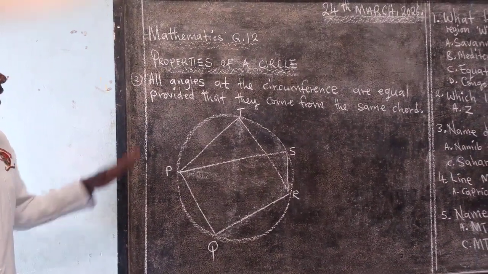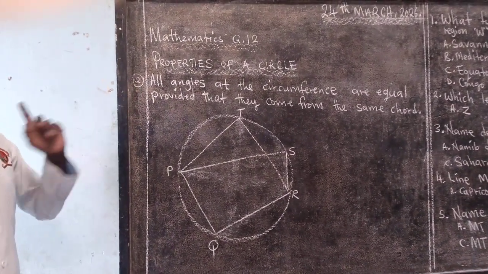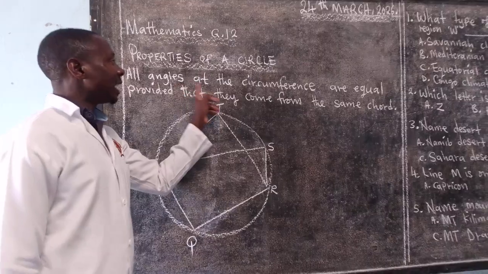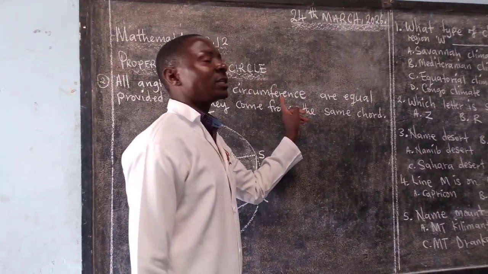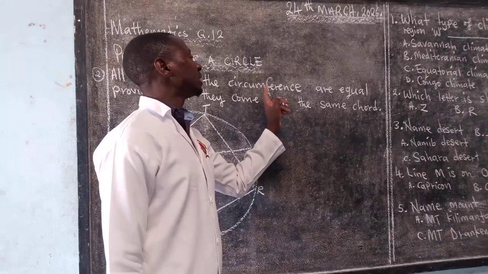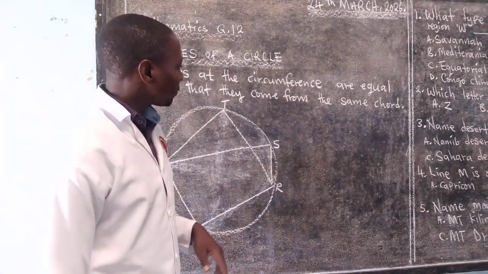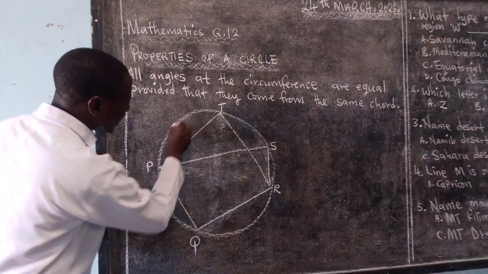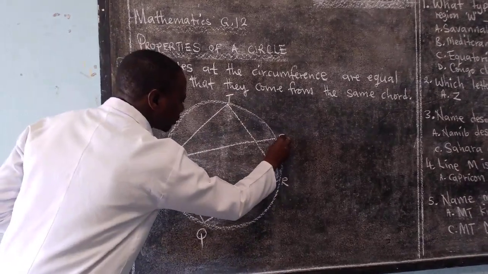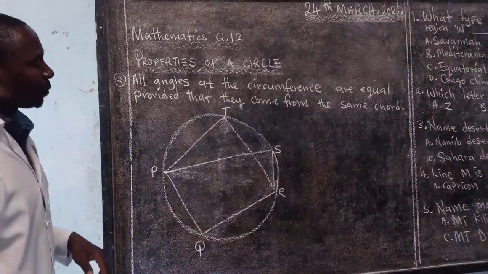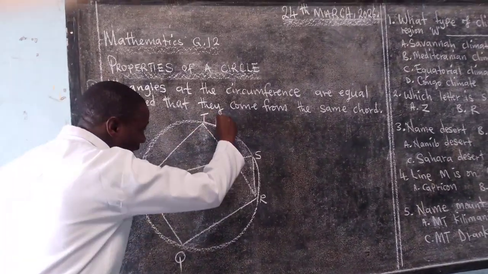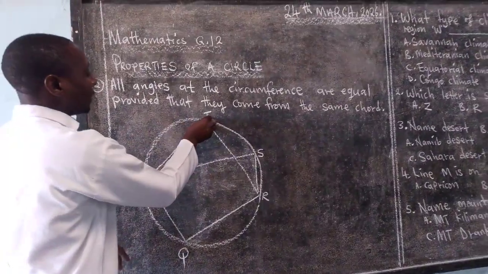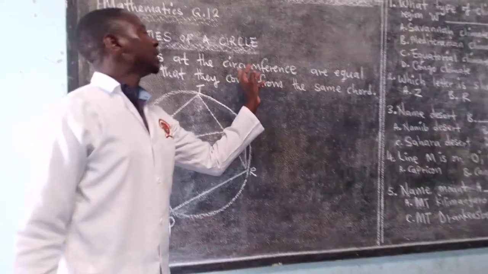Okay. I'm back again on property number 2. Property number 2 says all angles at the circumference. The term circumference was stated or defined yesterday. Circumference means the total distance around the circle, running all the way from T, A, C, R, Q, P up to T again. That distance is called circumference.